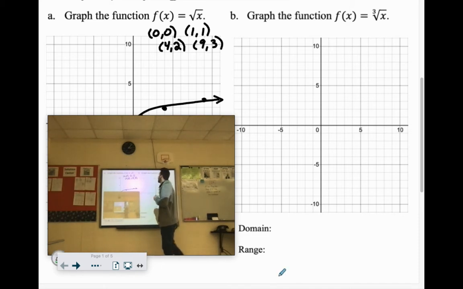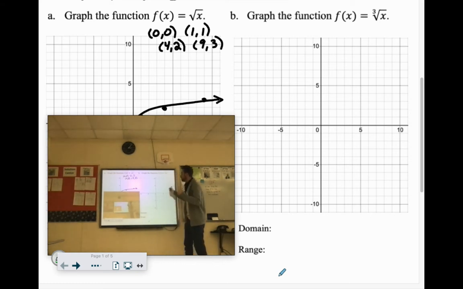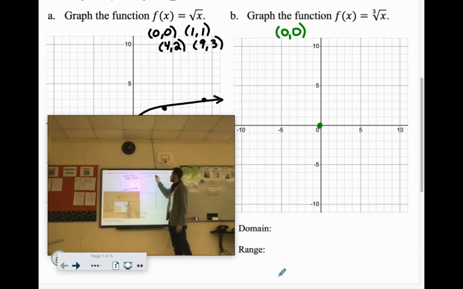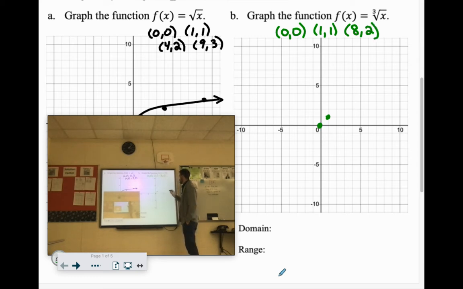I don't know. All right, so a perfect cube would be like 0. If you cube root 0, you get 0. Another perfect cube, 1 to the third power is 1. So if you put in 1, you will get out 1. 2 to the third power is 8. So the cube root of 8 would be 2. So 8, 2 looks like this. That looks very similar to the square root.